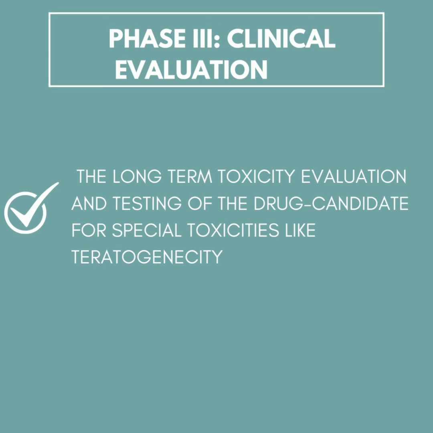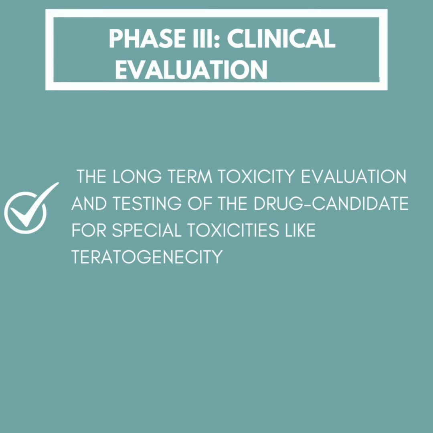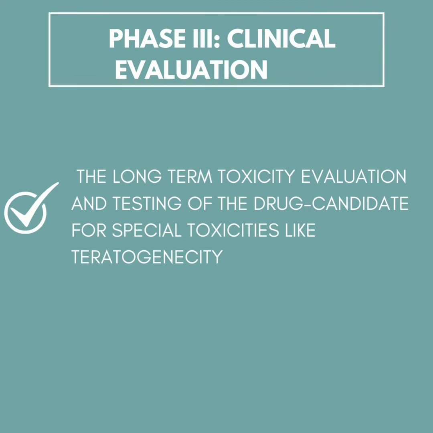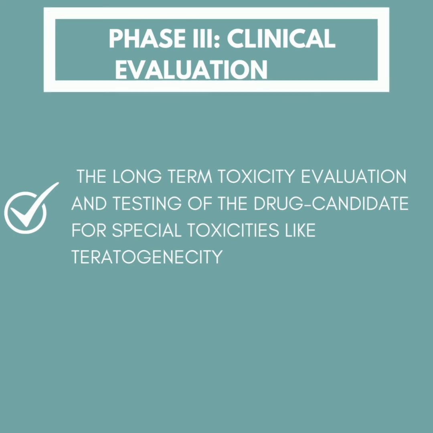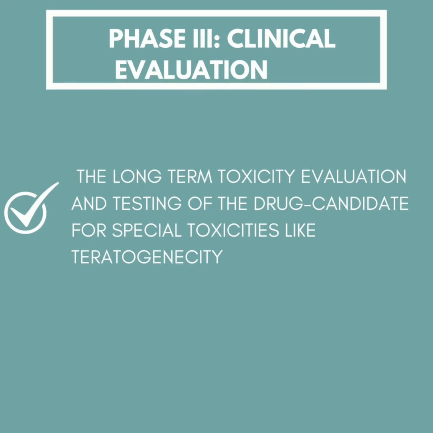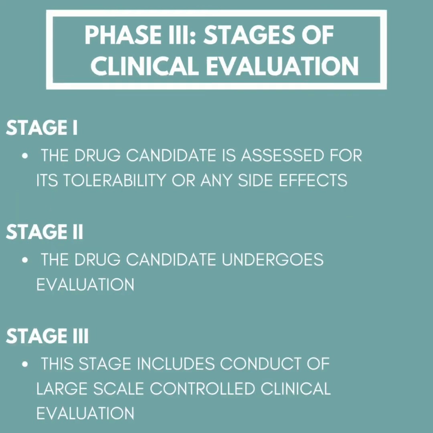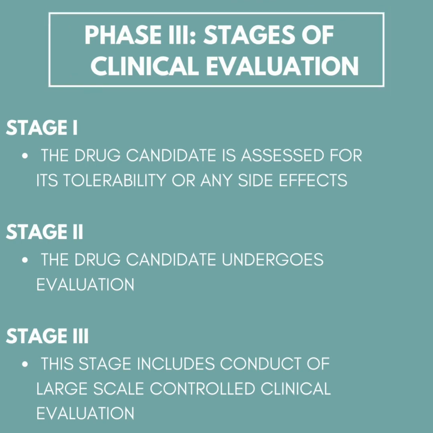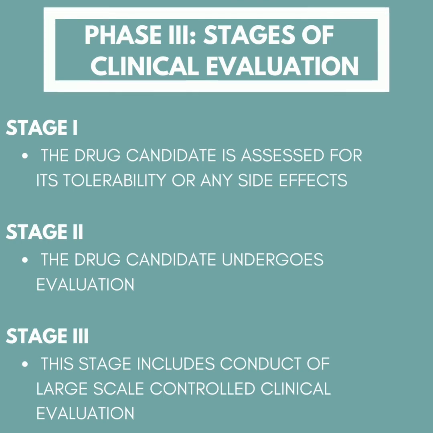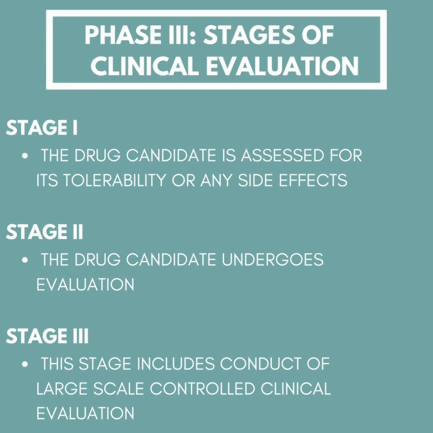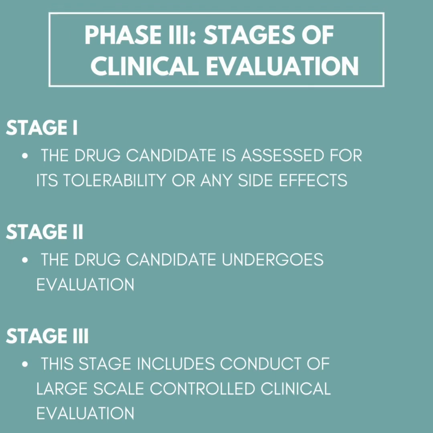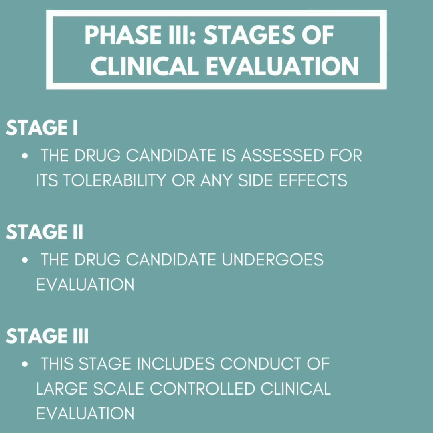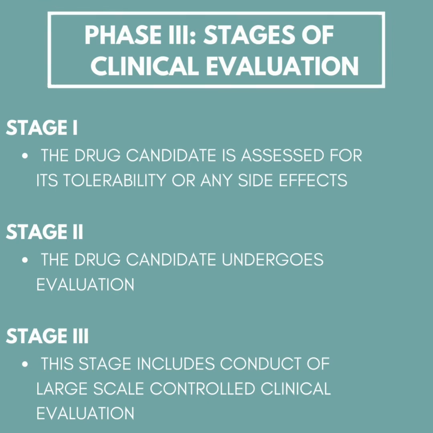In Phase 3, or clinical evaluation, the long-term toxicity evaluation and testing of the drug candidate for special toxicities like teratogenicity are done. Phase 3 is also subdivided into 3 stages. In Stage 1, the drug candidate is assessed for its tolerability or any side effects. During Stage 2, the drug candidate undergoes evaluation. And in Stage 3, this stage includes the conduct of large-scale, controlled clinical evaluation.